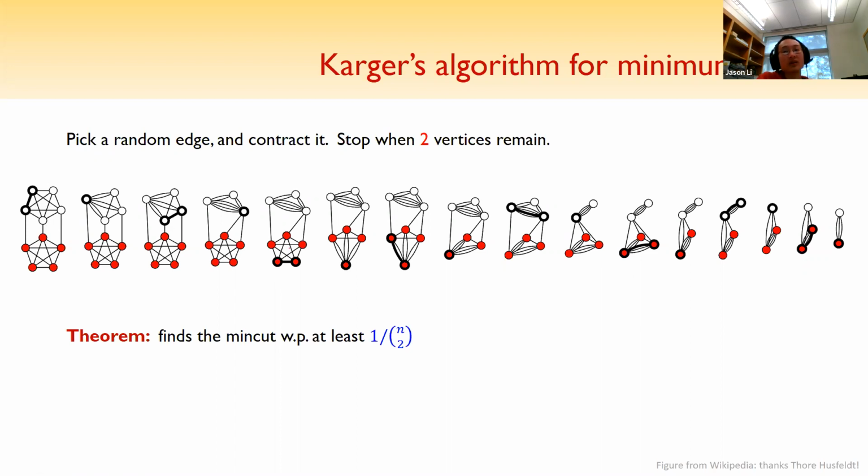And a well-known analysis shows that Karger's min cut algorithm will find any given min cut with probability at least 1 over n choose 2. And this is tight for the cycle. So in other words, for Karger's algorithm for min cut, the analysis is tight.